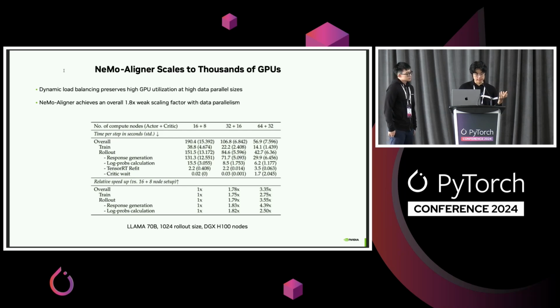Overall, NeMo-Aligner achieves this. We're able to observe a 1.8x weak scaling factor with data parallelism. So let's say you want your experiments to run faster: you can just double the amount of GPUs, and NeMo-Aligner will efficiently be able to use those extra GPUs and run about 1.8x faster. So if you have thousands of GPUs, you can use all of them, and your experiments will accordingly also run really fast. The reason we can get this really excellent scaling is for many reasons, but in particular it's because of the really good dynamic load balancing that I talked about in the slides prior.